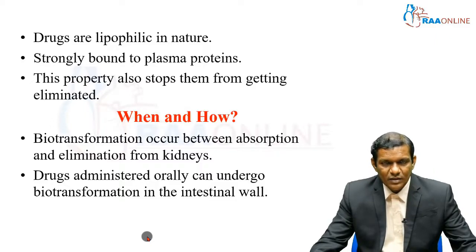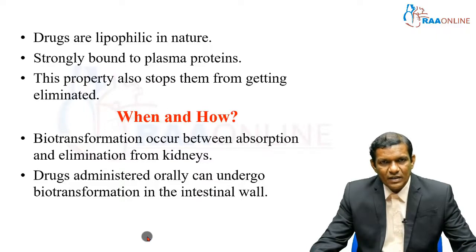As I said, only the free form of the drug, after producing the therapeutic effect, reaches the liver for metabolism. But if the majority of the drug is having high plasma protein binding, then imagine, a very small amount of free drug is available for metabolism.